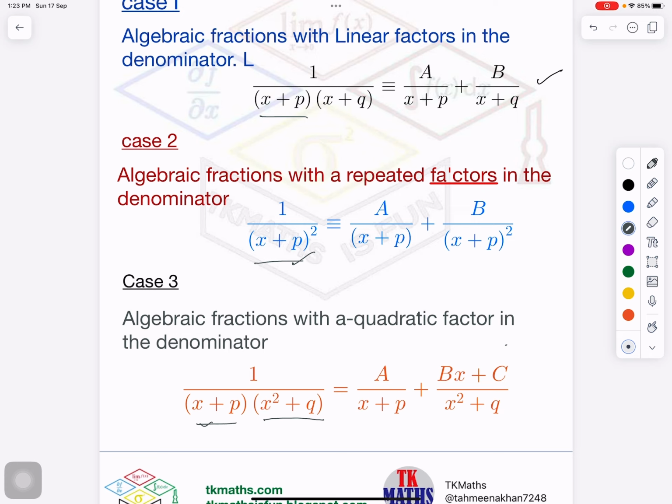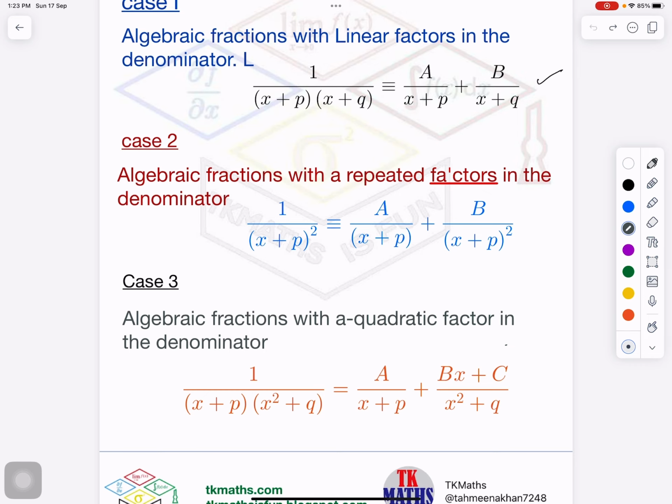Okay. So now for the linear, we have seen in case 1 that we write a constant on the top. So it is a over x plus p. But for the quadratic, what do we write? bx plus c. So in short, you can say if you have a quadratic denominator, then the numerator will be a linear factor. So that is one way of remembering this. Otherwise, you can just remember when you have a quadratic factor, on the top you will write bx plus c.